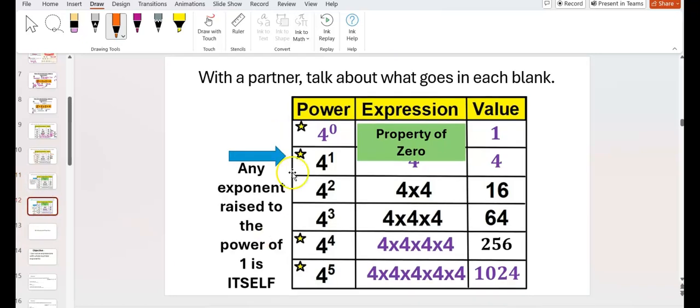And then the next thing we're going to write down is going to be reminding ourselves that anything raised to the power of 1 is itself. That is an identity property. Because it identifies as itself, it's going to become itself. So anything to the power of 1 is going to be itself. So you're going to write this down in your notes as well.